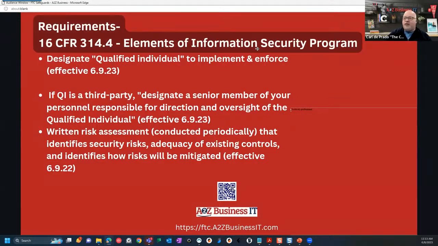But what they're going to do is they're going to write a written risk assessment periodically, usually at least twice to four times a year. And they're going to be able to identify controls and create a plan for how things happen. As far as if there are risks, what are the plans to mitigate them?